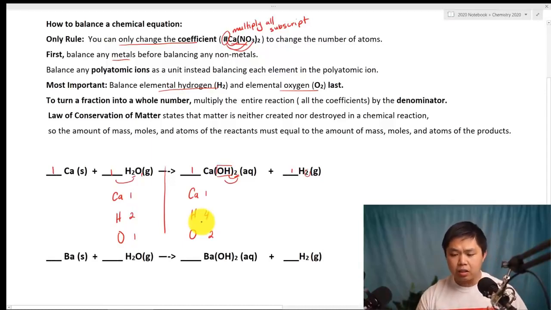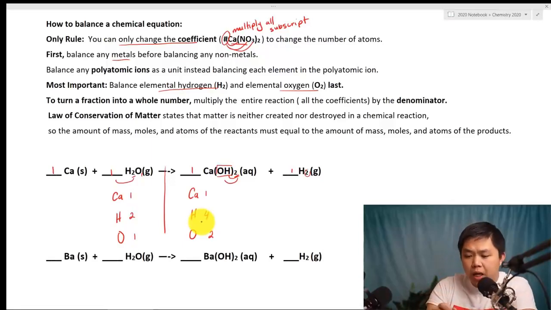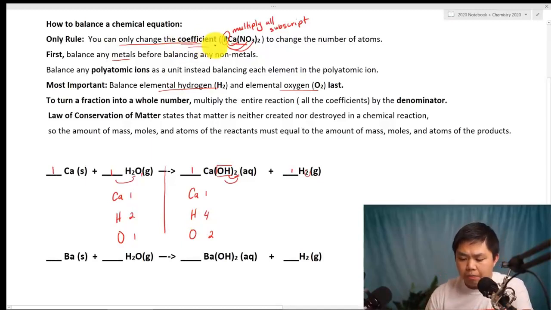So to balance this, remember the golden rule is that you can only change the coefficient. And the strategy is always to save the elemental hydrogen and oxygen for last. Do we have any of them? Well, in this case, we have the elemental hydrogen. We're going to save this for last, okay? So let's go and balance the other things. In this case, the calcium is already balanced.